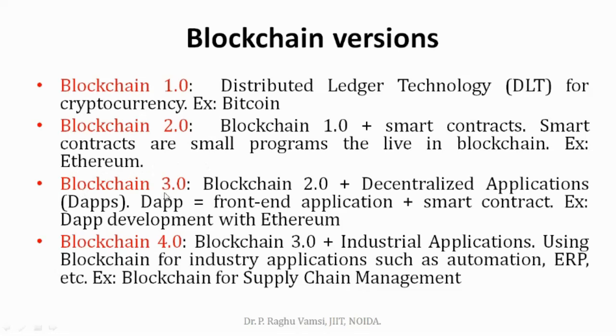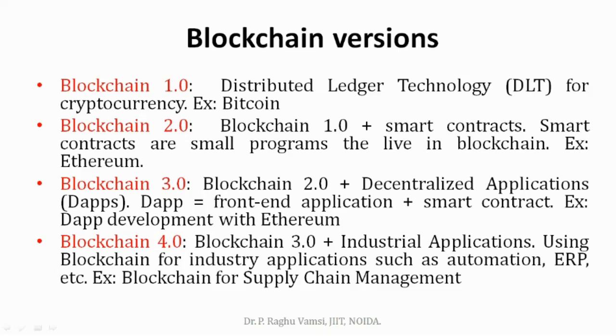Coming to blockchain 3.0, what are the features available in blockchain 2.0? That means distributed ledger technology, smart contracts, and decentralized applications. If you add decentralized applications to blockchain 2.0, then it will become blockchain 3.0. So dApps are nothing but front-end applications plus smart contracts. An example is decentralized application development with Ethereum. This particular development is said to be blockchain 3.0.